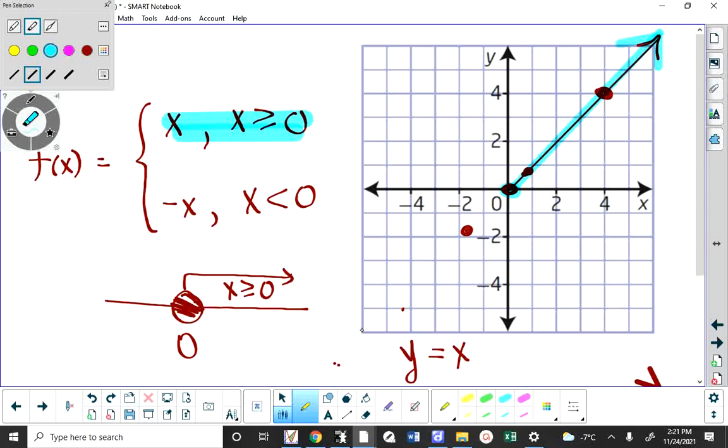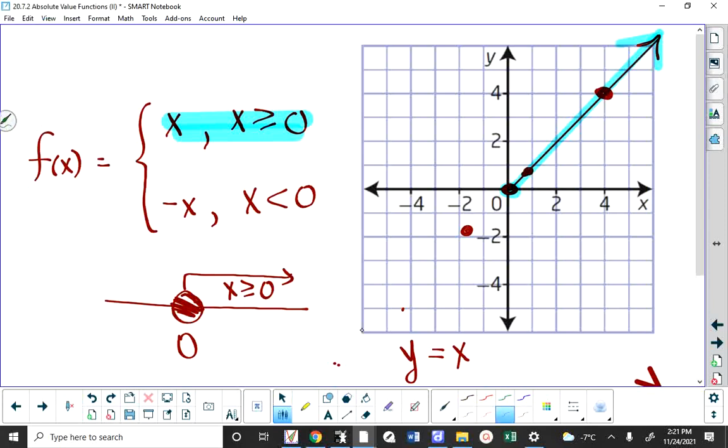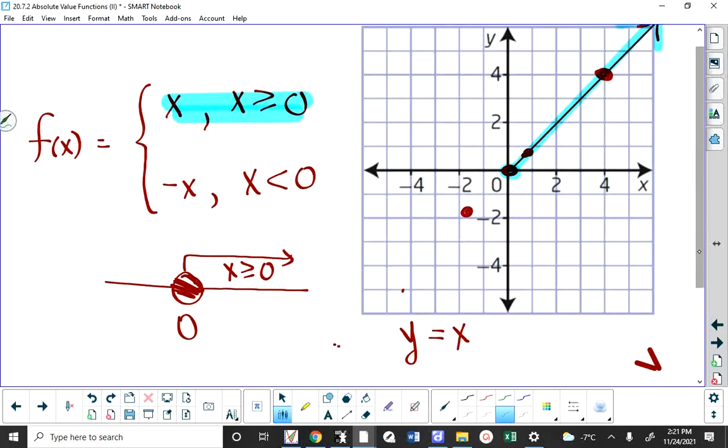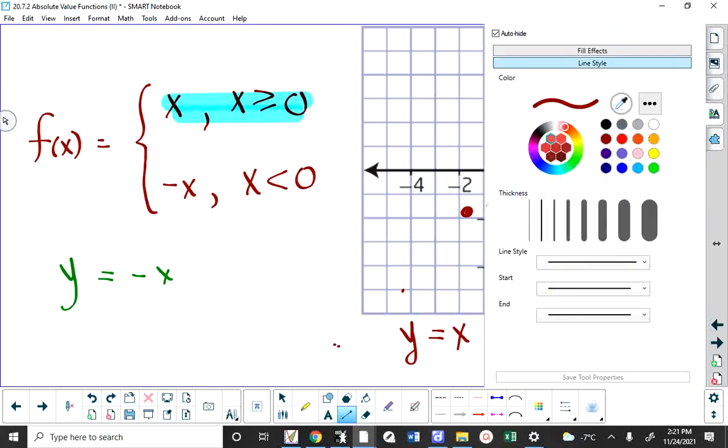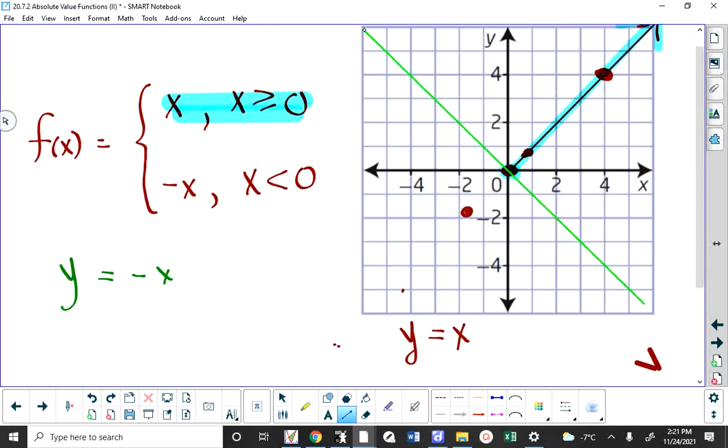I'm going to draw the second one in green. Don't draw this just yet because you're going to have to erase stuff. If I were to look at the second function, the second function is y equals negative x, isn't it? Well, that's a line through the origin with a slope of negative 1. That is going to look like the following. Pardon the fluorescent lime. That is y equals negative x.